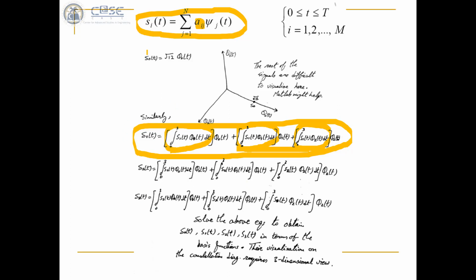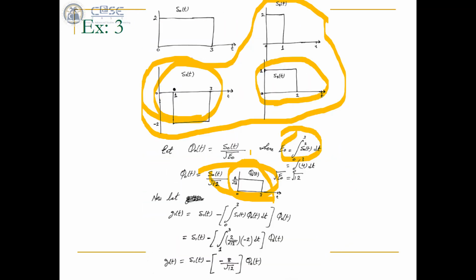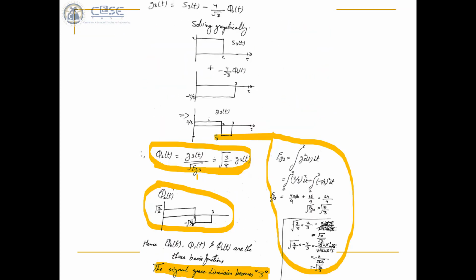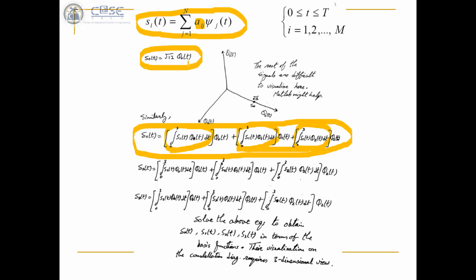S0 of t expanded result is not mentioned here. However, I have computed the end result of S0 of t for you because S0 of t was very simple to express. You can see here S0 of t is equivalent to under root E naught times theta naught of t. In other words, S0 of t is equivalent to under root 12 times theta naught of t. If you substitute under root 12 there on the left side, S0 of t becomes under root 12 times theta naught of t. Right? So that's why I have written it directly here. If you solve these integrals, you will come up with the answers, right?